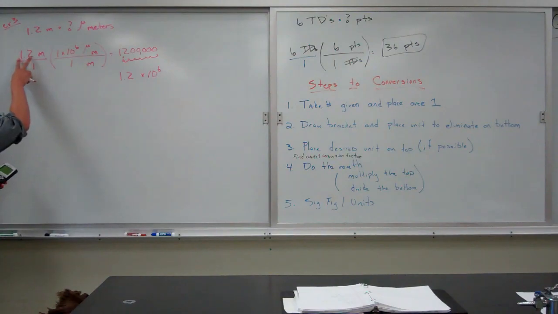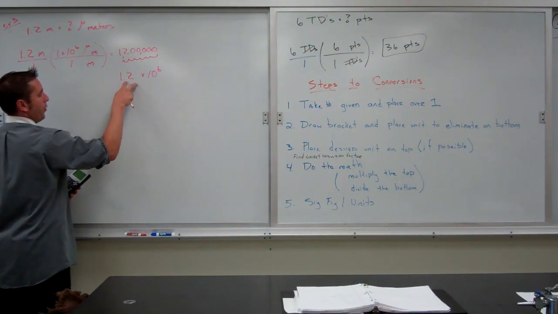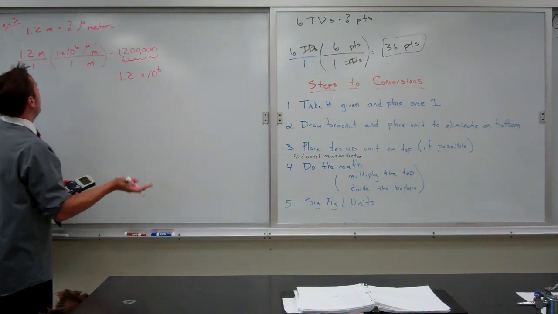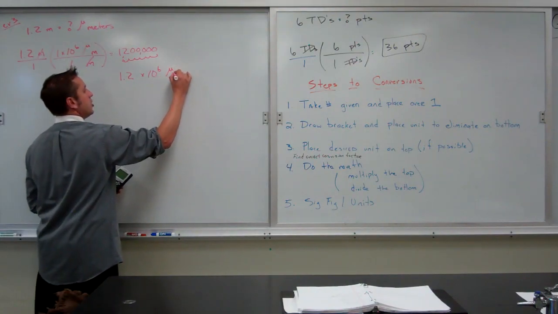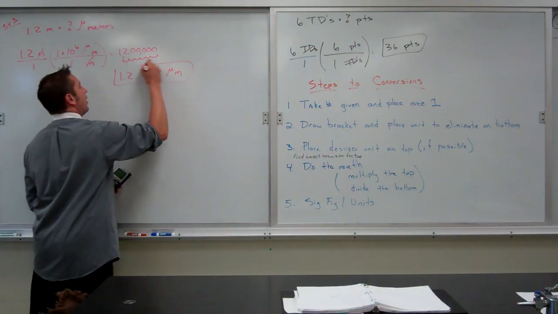Sig figs, I have 2 here. Nothing in here hurts us, so I get 2. 1.2 has 2, so we're good there. And then units, meters cancels, micrometers does not, so micrometers is right there.